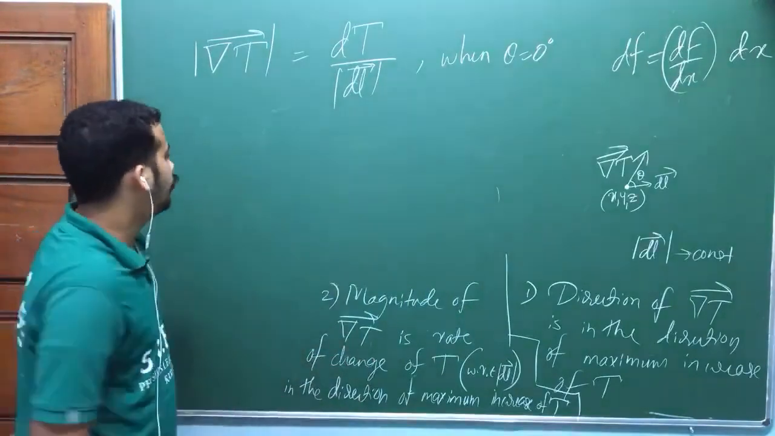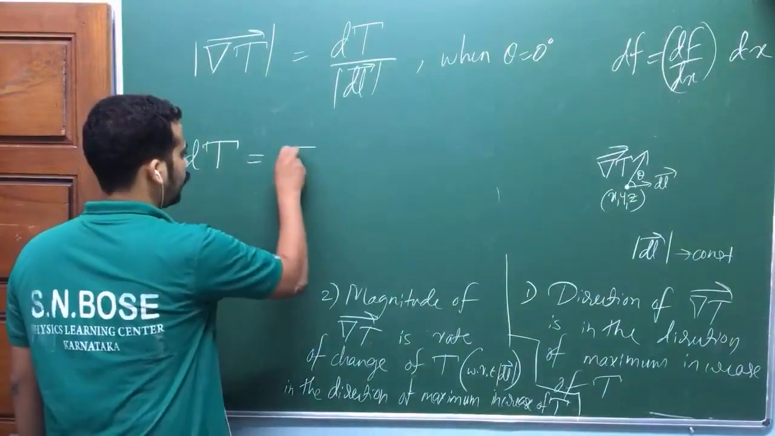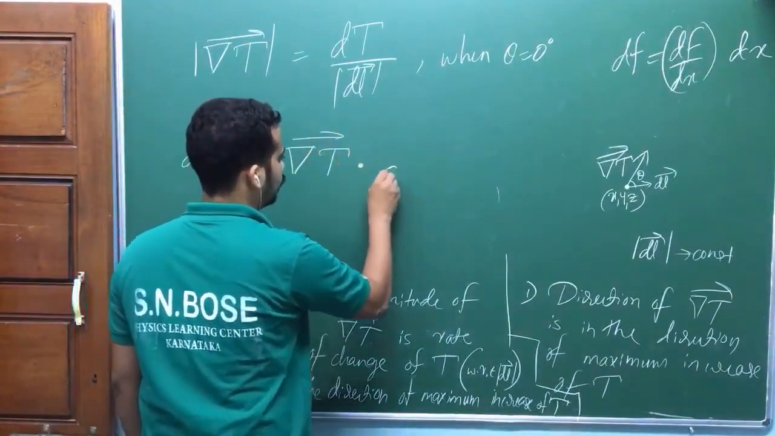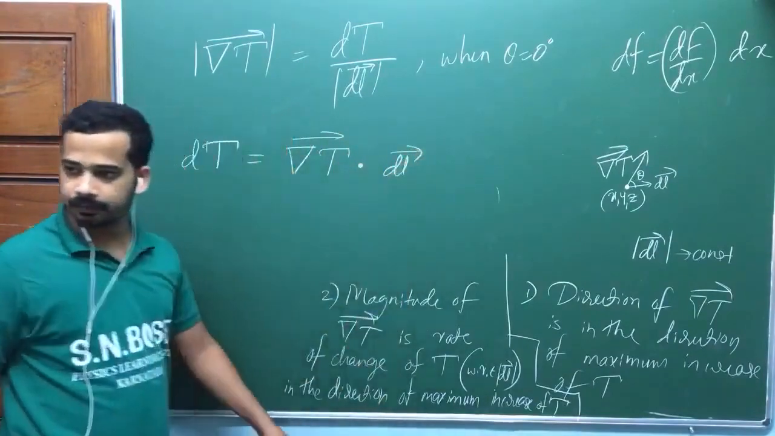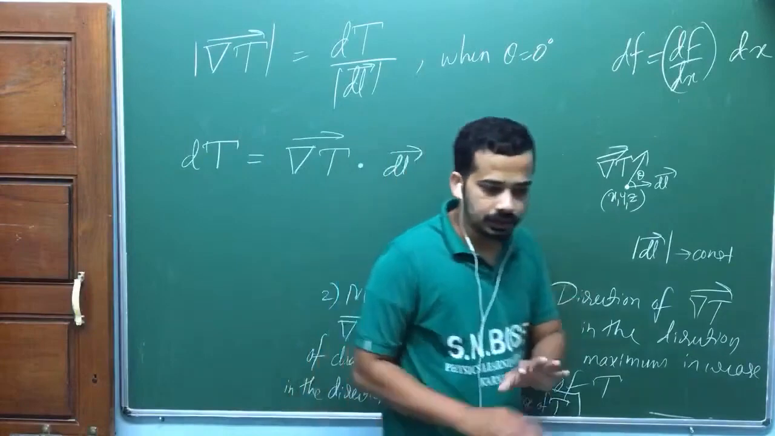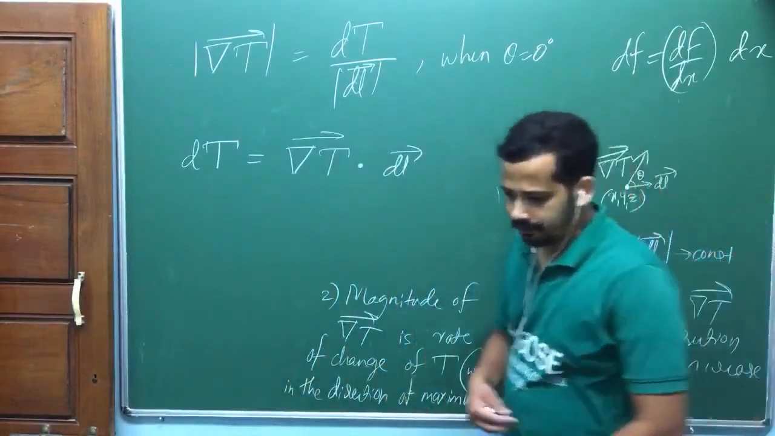So these two we obtained from this expression only, remember. Write down this expression and think over it. Is that okay? Where mod dl is constant actually, okay?